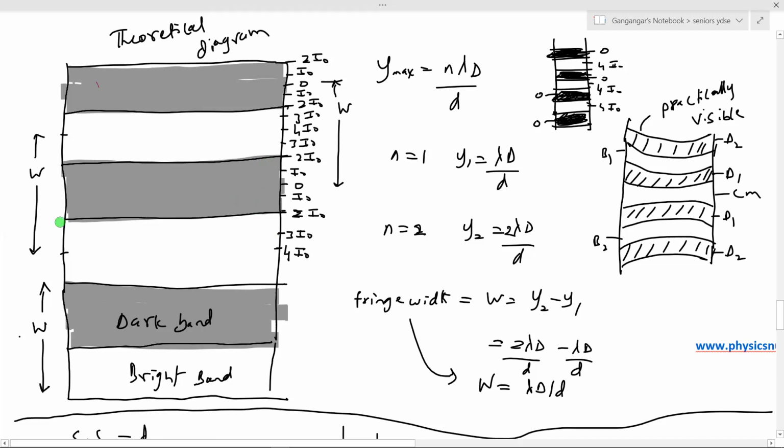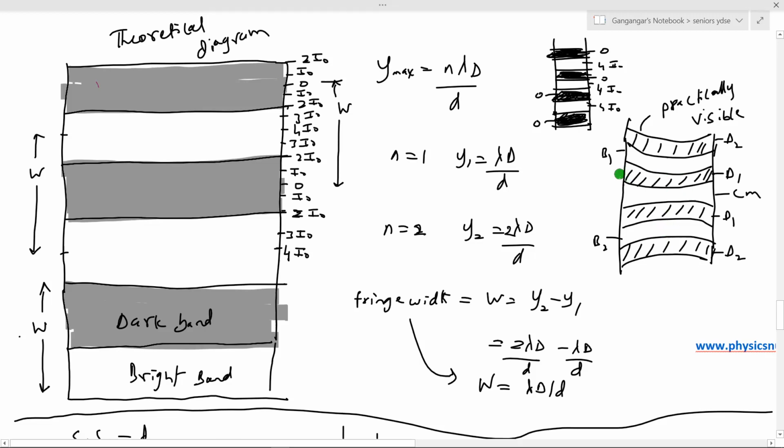YDSE pattern, here I'm showing rectangular fringes, but practically there will be rectangular hyperbola shapes because of the diffraction effect. There will not be a perfect rectangle. Some curvature will be there for each band. This is what will practically be visible on the screen. Why this curvature? Because of the diffraction phenomena. It has become a practice to show rectangular fringes, but the fringes will be of this particular shape in the lab, when you measure them.